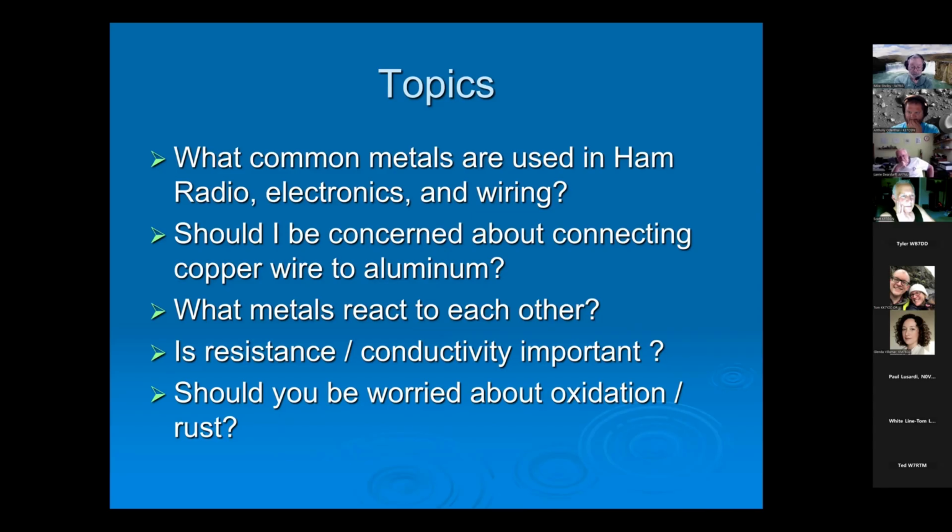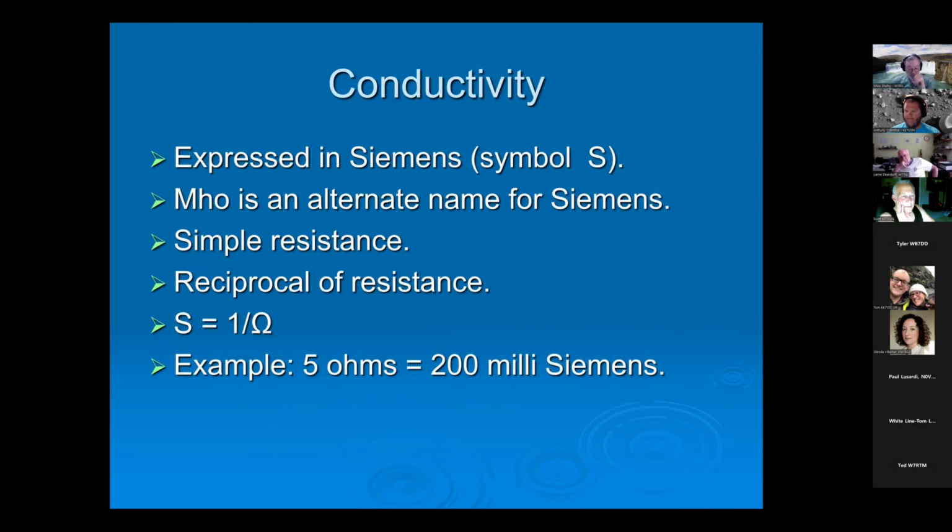Should you be worried about oxidation and rust? I think everybody knows what the answer to that one is. Yeah, you don't want rust. So conductivity is expressed in Siemens. Mhos is another alternative name for Siemens, but it's basically nothing more than a simple resistance. Siemens is expressed as a reciprocal of resistance, so the formula is 1 over ohms gives you the Siemens.